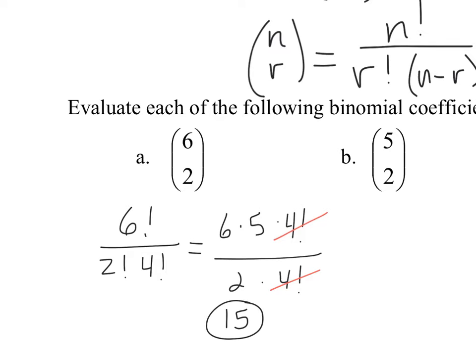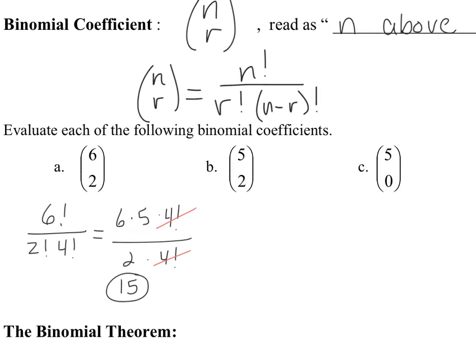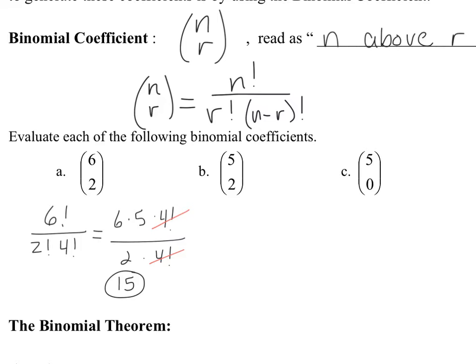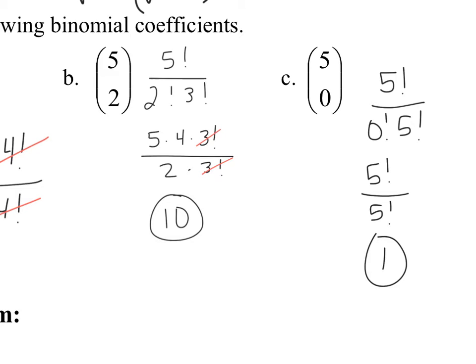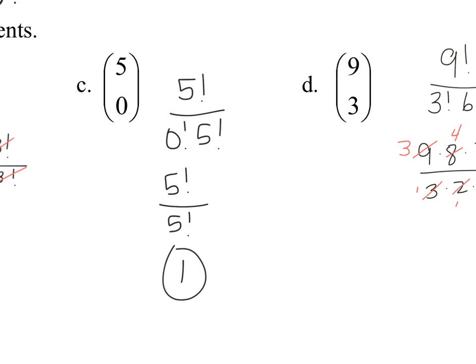At this point, I'd like you to pause and try to evaluate each of the following binomial coefficients, 5 above 2 and 5 above 0. All right, let's check our work. So for example B, I ended up with 5 factorial over 2 factorial times 3 factorial. Once simplified, I ended up with 10. On part C, I ended up with 5 factorial divided by 0 factorial times 5 factorial. Remember, 0 factorial is the same as 1. So we ended up with 5 factorial divided by 5 factorial.